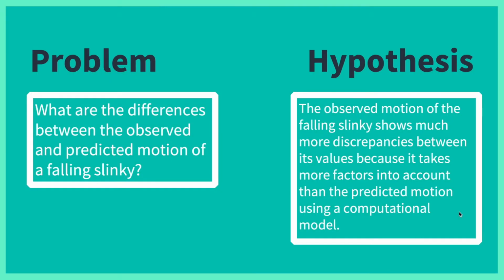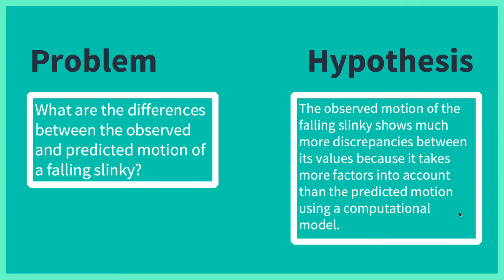The problem that this lab intends to answer is what are the differences between the observed and predicted motion of the falling slinky. My hypothesis for this problem is that the observed motion of the falling slinky shows much more discrepancies between its values because it takes more factors into account than the predicted one using a computational model.